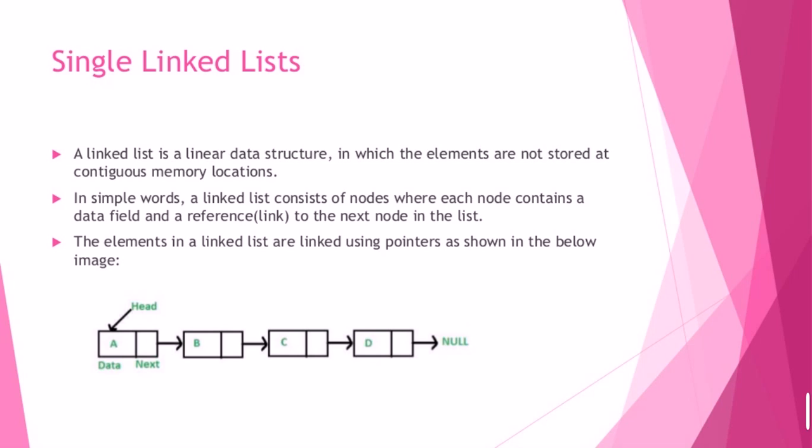A linked list is a linear data structure in which the elements are not stored at continuous memory locations, and the access to the memory locations is not continuous because it's pointing to the address. Next is pointing to the address of the other node. So in simple words, a linked list consists of nodes where each node contains a data field and a reference, a link to the next node in the list.